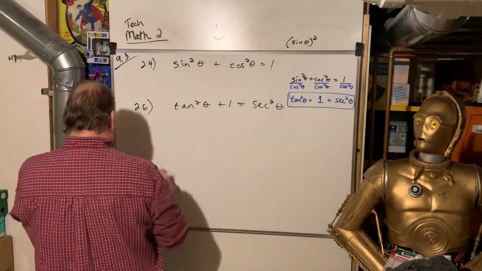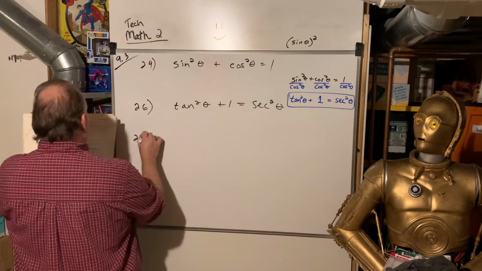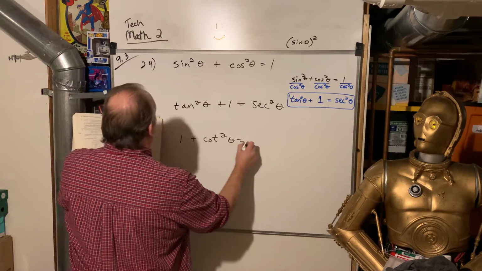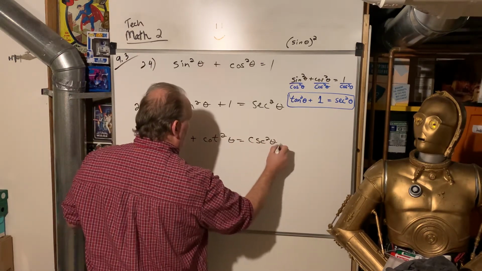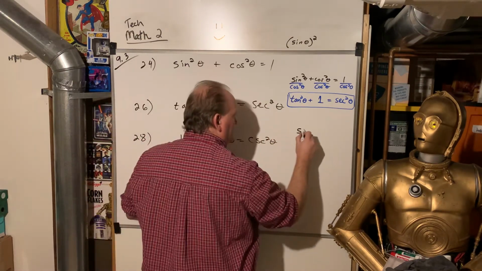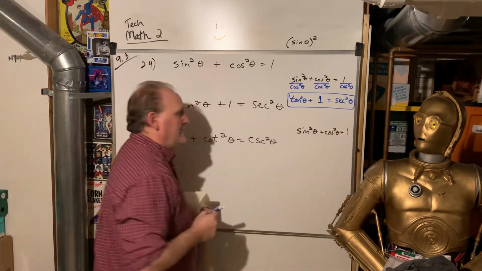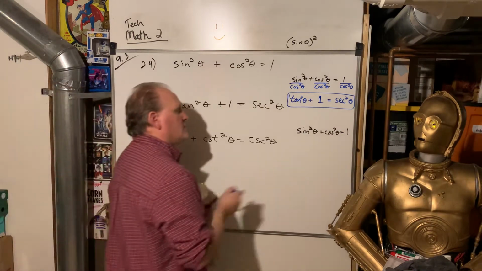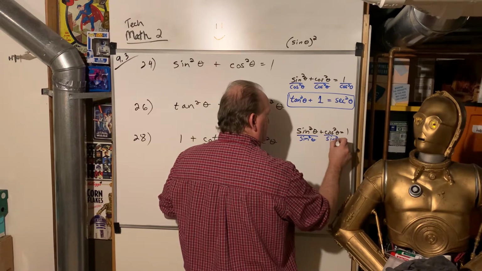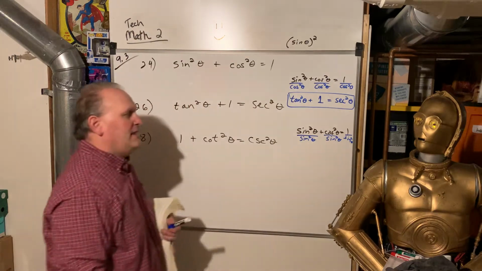You can probably guess what that's going to be on 28. We've got 1 plus cotangent squared theta equals cosecant squared theta. So instead of remembering this, it is also derived from that. You start with sine squared theta plus cosine squared theta equals 1. And now we're going to divide everything by sine squared. So this divided by sine squared, this divided by sine squared, this divided by sine squared. Essentially, I divided both sides by the same thing. I just distributed it on the left side there.